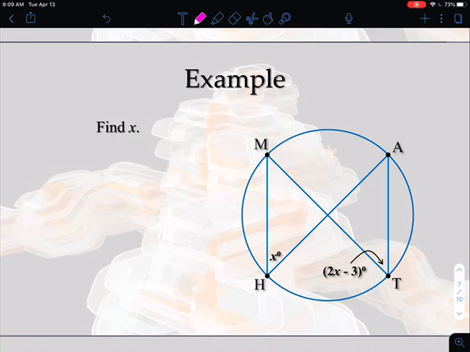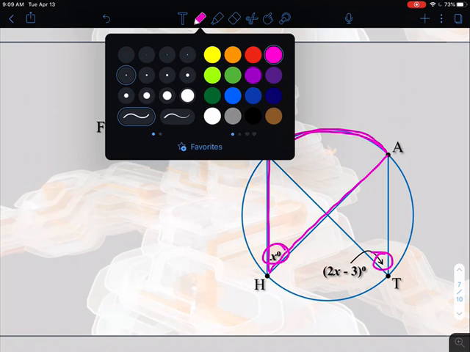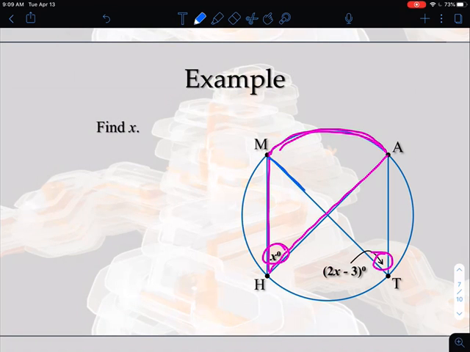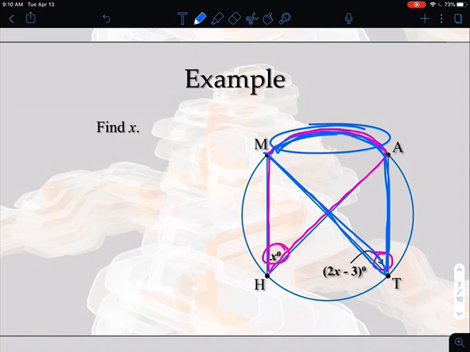Another example here says find the value of x. And so if we look at this picture here, we notice that the only two things that have x are these two angles right here. Well, so notice where this x is. If I open up that angle, it opens up to points M and A, so I get this arc right here. And then if I look at my other angle, which is angle T here, I notice that it opens up to arc MA. And so since both of them open up to the same arc, that means those two angles have to be congruent to each other. So I can take the 2x minus 3, set it equal to x, and then I can solve.